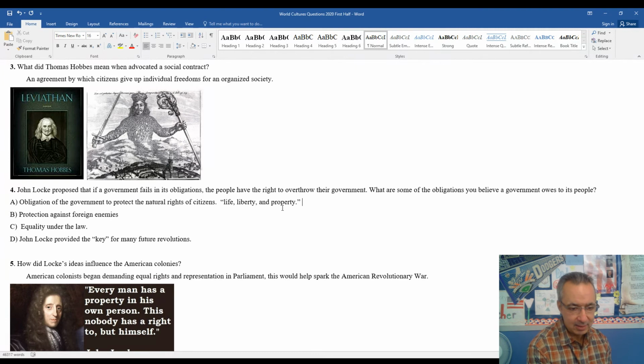5, how did Locke's ideas impact the American colonies? Well, American colonists began demanding equal rights in the later 1700s. They wanted representation. You may even remember back to your previous studies of the American Revolutionary War.